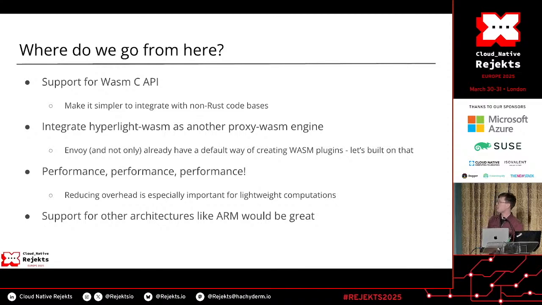We want to integrate Hyperlight Wasm as another proxy Wasm engine. Proxy Wasm, to remind, is an Envoy native way to run WebAssembly plugins. It supports multiple engines already, like V8, Wasmtime, whatever. Hyperlight could be one of those as well. Performance will become a focus area. As I mentioned, there are a lot of low-hanging fruits. There are some problems as well. For example, it's not currently super easy to profile overhead happening inside the guest because the profiler just doesn't see it. We need some tooling to make it visible, or to make Hyperlight transparent.